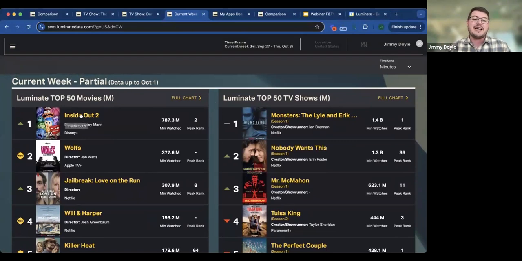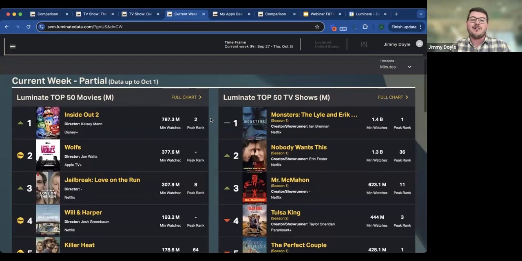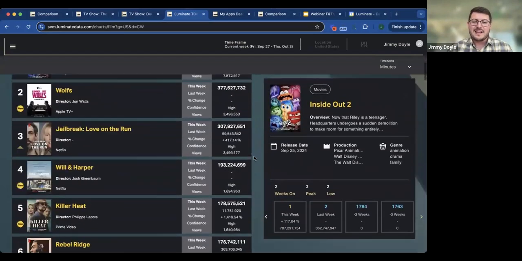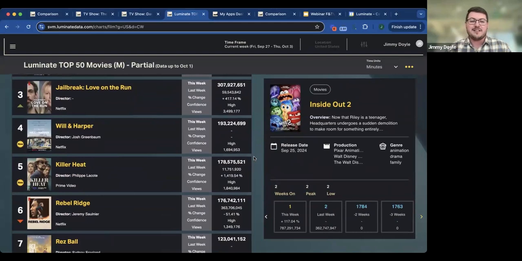So something like Inside Out 2 just released on Disney Plus. That's something where we can see this massive viewership. Disney's already bragging about how much viewership they're having, and that's something that's definitely reflected in our data as well. So we can pull up the full film chart and get a little bit more detailed here.